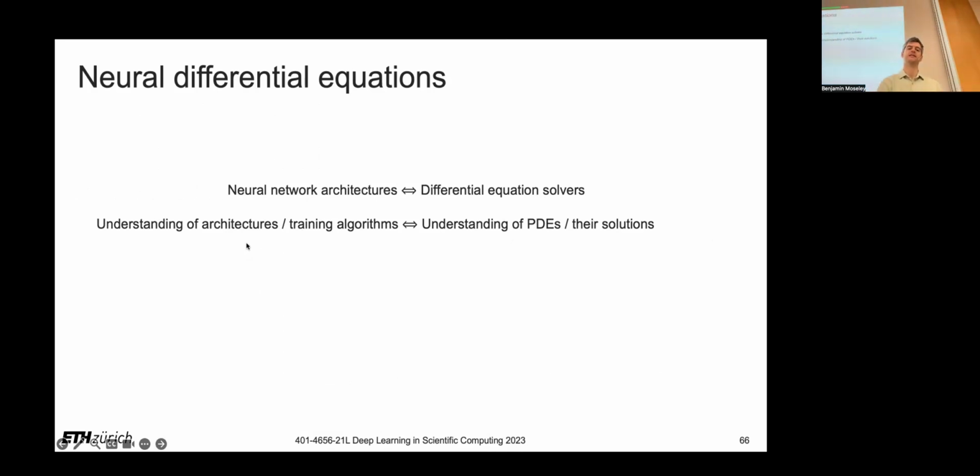Or take it the other way: we know of some really amazing architectures like transformers and residual networks that seem to work better than others. Can we interpret those as differential equations, and what does that tell us about PDEs? And also, if we know something about how well those networks train, does that help us design a better differential equation solver, for example?